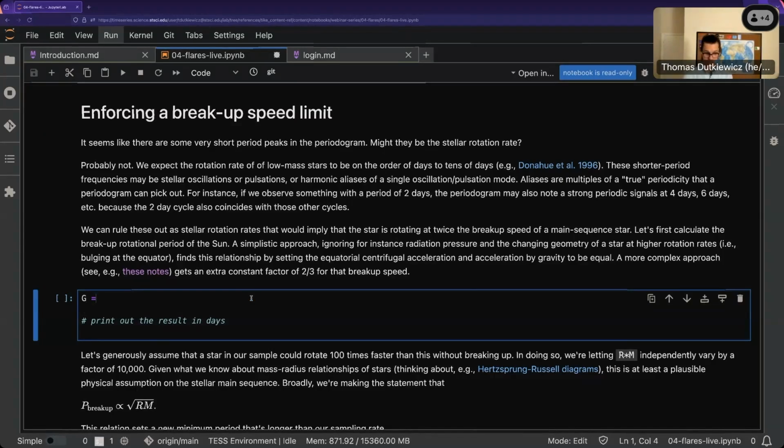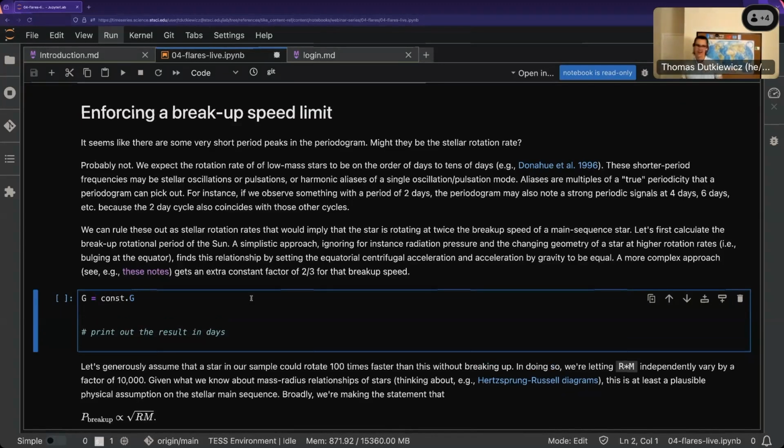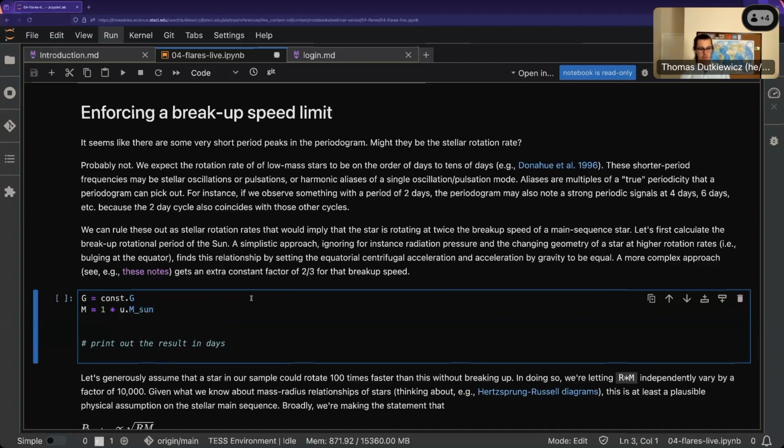So we'll say big G is actually constant dot G. This is, once again, so great. So happy that AstroPy has built this in. Just wonderful. Don't have to worry about the value of that. Don't even have to worry about the units. It will just handle it. We're going to say that the mass is 1 times u dot M underscore sun. Again, just wonderful to pull that value in. Radius is 1 times u dot R underscore sun.